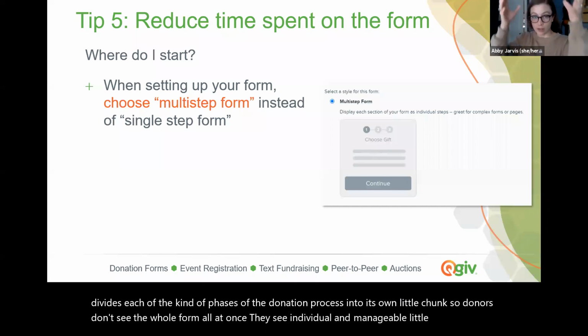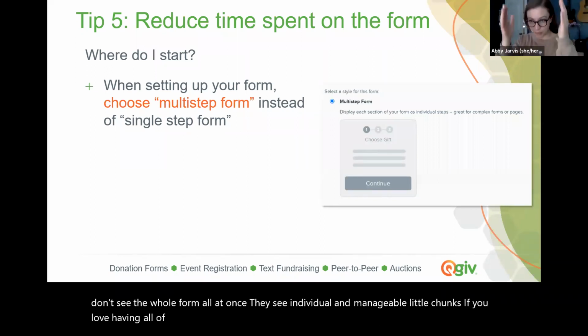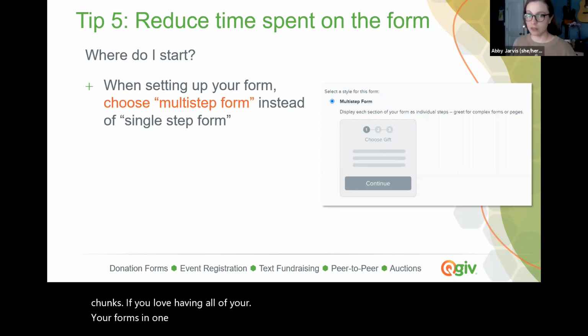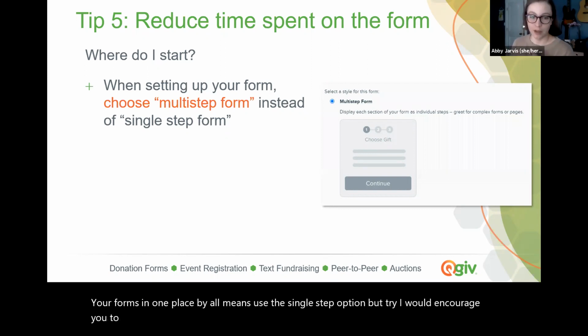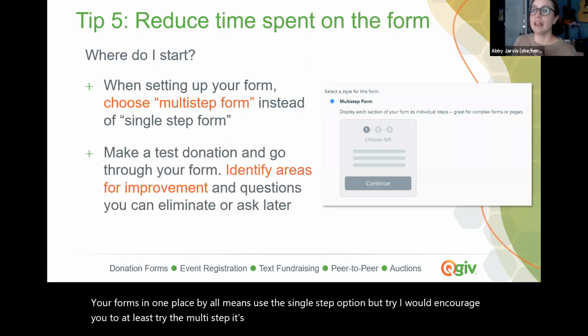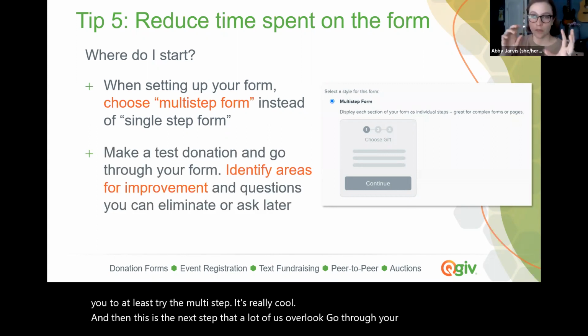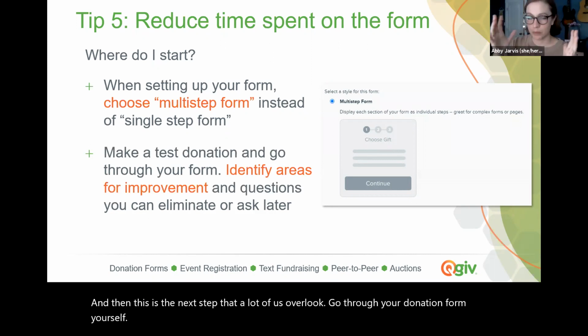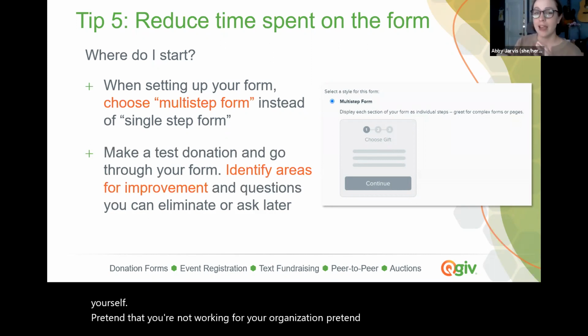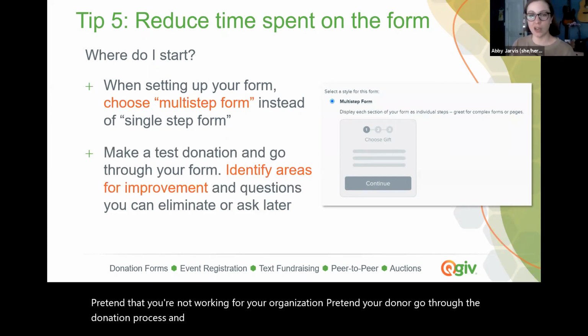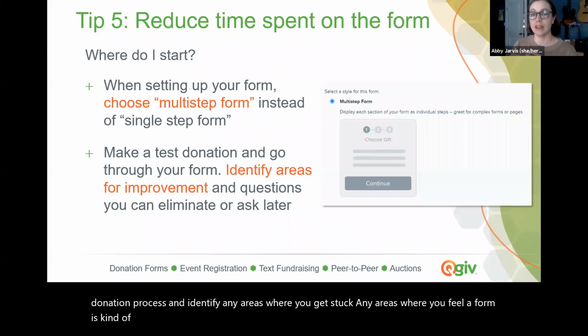If you love having all of your forms in one place, by all means use the single step option, but I would encourage you to at least try the multi-step. It's really cool. And then this is the next step that a lot of us overlook. Go through your donation form yourself. Pretend that you're not working for your organization, pretend you're a donor, go through the donation process and identify any areas where you get stuck, any areas where you feel a form is kind of redundant, and then see if you can eliminate those entirely.